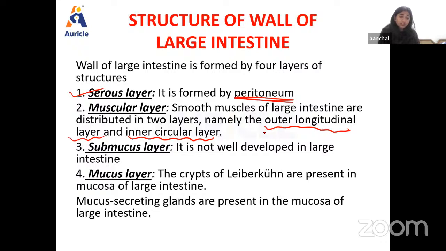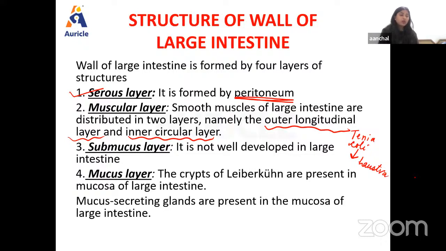And the longitudinal muscle fibers of the large intestine are arranged in the form of 3 bands that are known as taenia coli. The length of the taenia coli is less compared to the length of the large intestine. And because of the presence of this taenia coli, the large intestine is made up of pouches, and that is known as haustra.